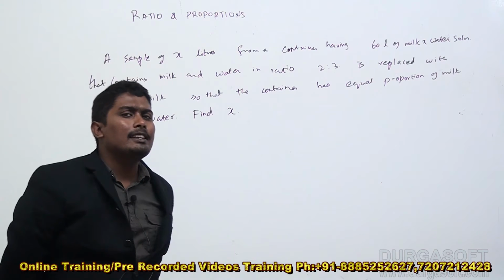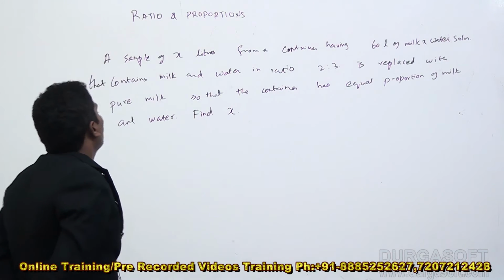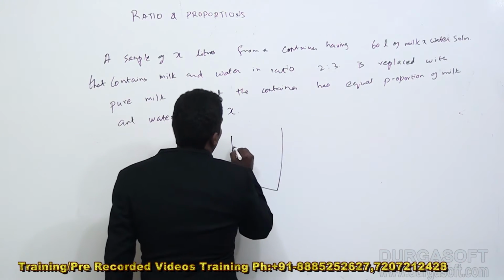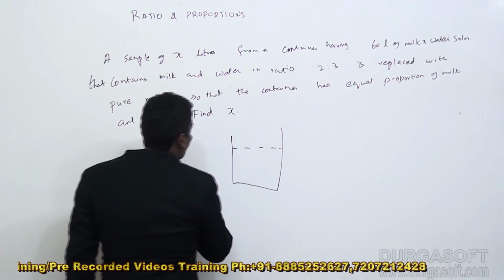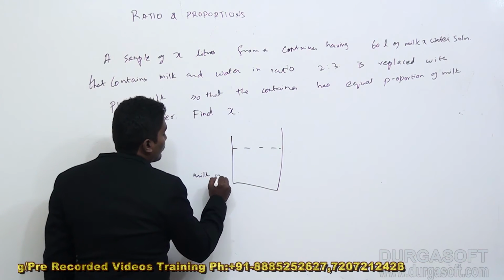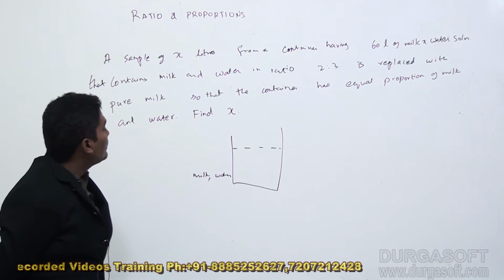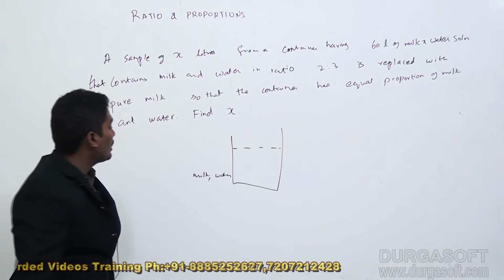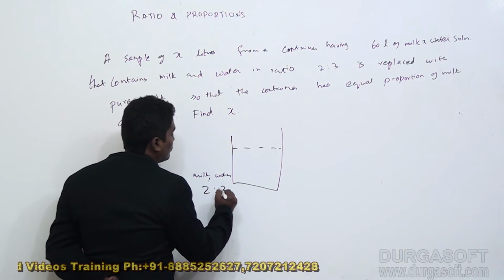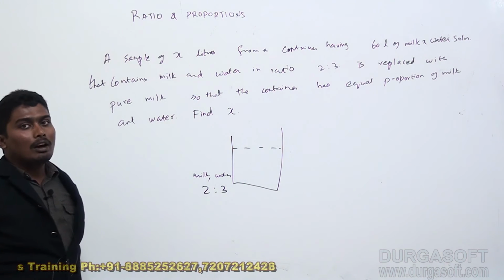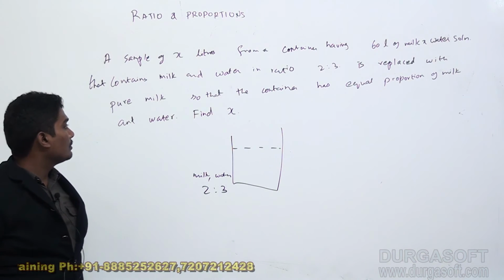This question is a bit lengthy and a bit difficult to understand. So what they say is that I have a container. The container has milk and water solution. In this container, the milk and water are in ratio 2:3.